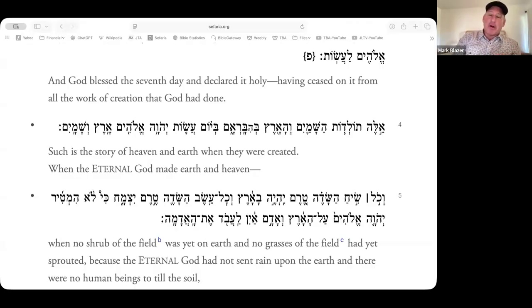But I think you're going to be surprised when we look at Gan Eden in chapter 2. Let me offer this: Eden isn't paradise, it's a laboratory. Keep that in mind as we read this. Maybe it's a laboratory.